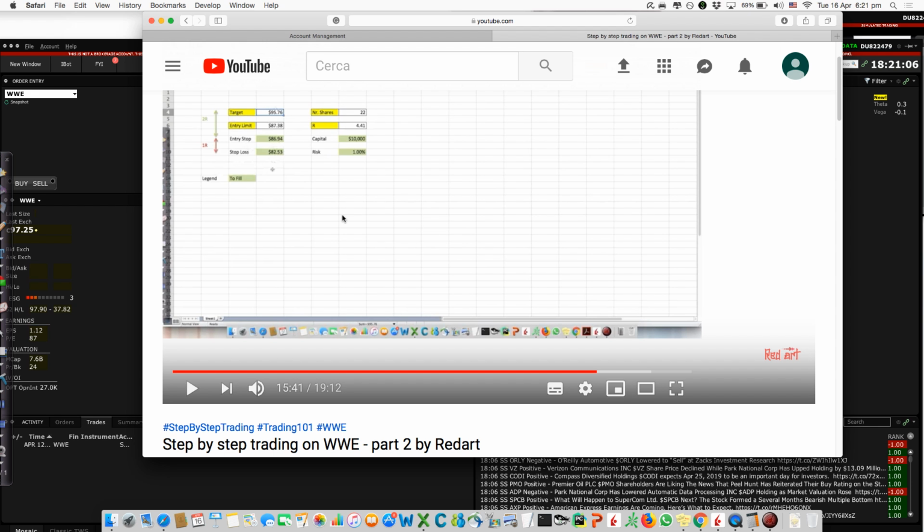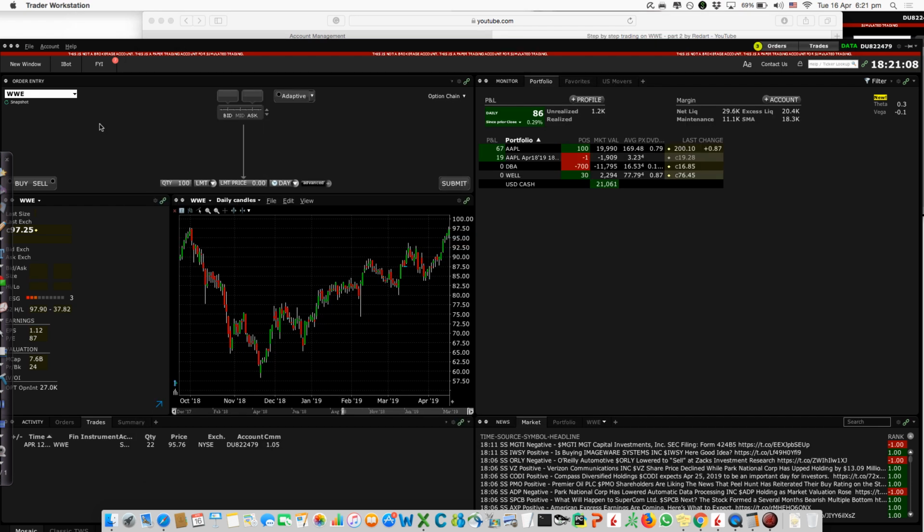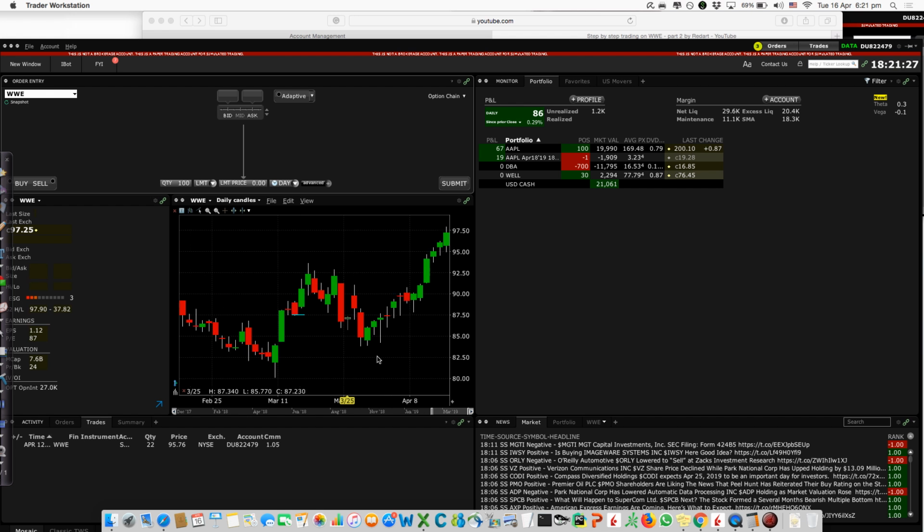Now, what happened? Let's have a look at the chart. Remember, we were around this area and we said that there was this dip on the uptrend. We wanted to enter here and take profit before this high. That could have been a potential resistance. So let's zoom in and see what happened.